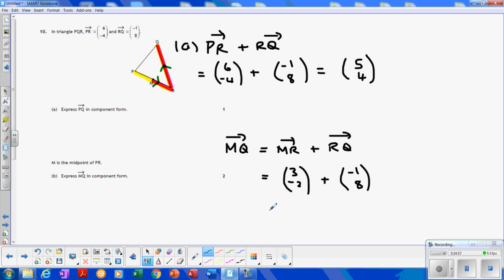So again, just add your components. So 3 plus minus 1 is 2, and minus 2 plus 8 is 6. So the components from MQ are 2, 6.